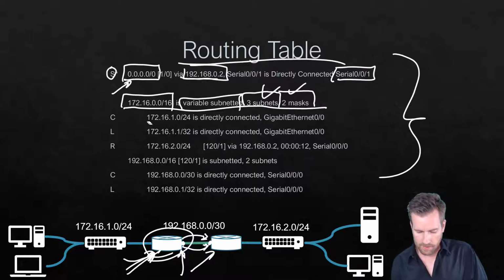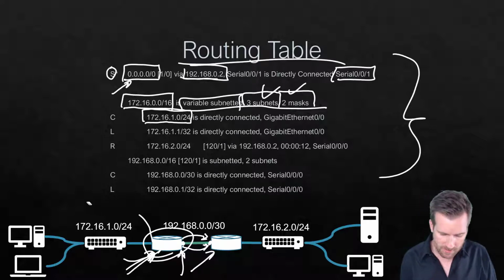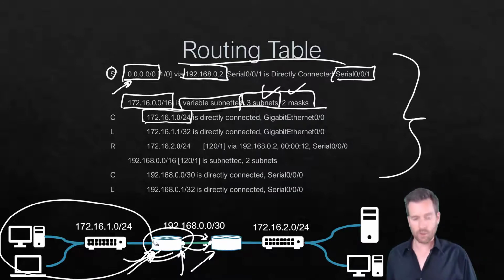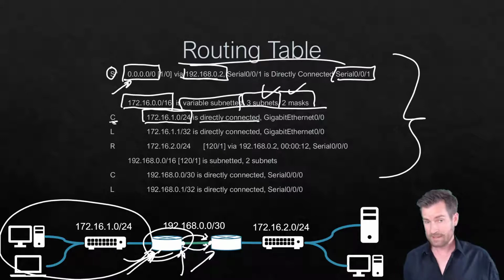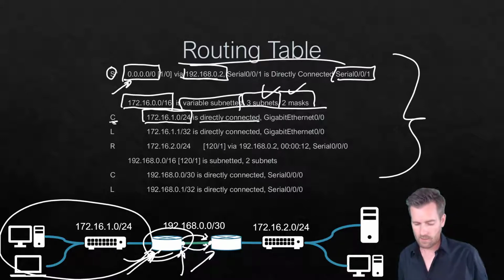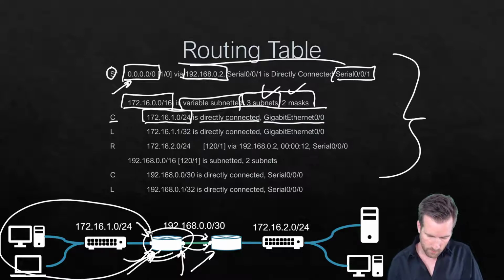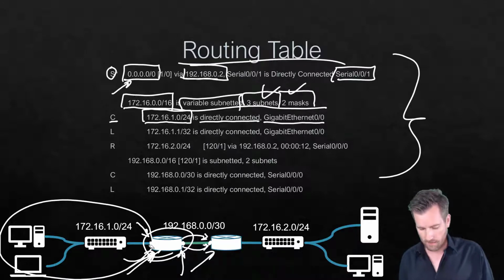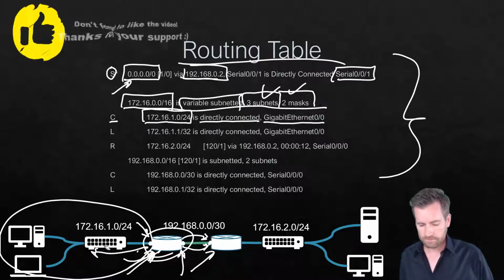The next one I see right here, this is representative of the network 172.16.1.0. That is this directly connected network right here. It even says it's a directly connected network, and the C stands for connected. This is a network that's connected. And it is on GigabitEthernet 0/0. So that is this interface on this router right here. That interface goes into this directly connected network.